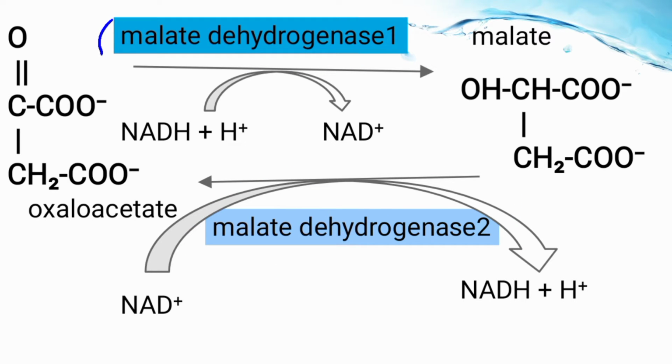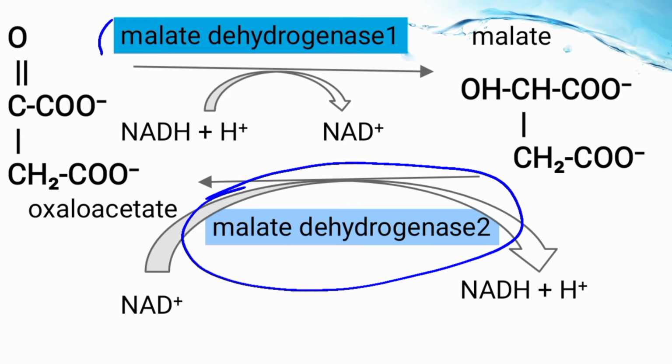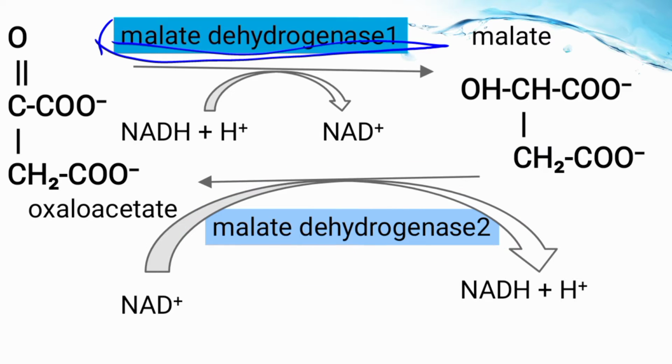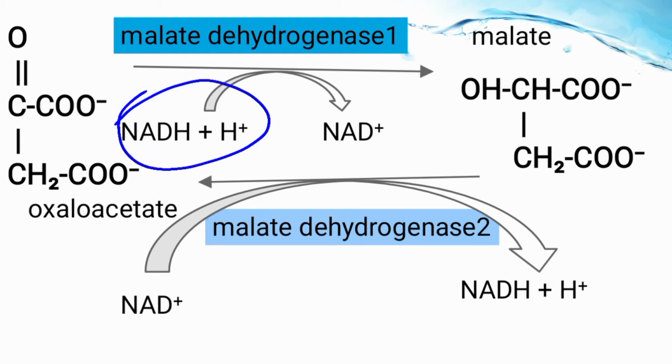Malate dehydrogenase 2 is the enzyme involved in the Krebs cycle that converts L-malate to oxaloacetate. Malate dehydrogenase 1 is in the cytoplasm, so it's not part of the Krebs cycle enzymes. Now the oxaloacetate, this malate dehydrogenase 1 acts on it by removing hydrogens. Sorry, adding hydrogen. You can see NADH. It adds hydrogens to it.